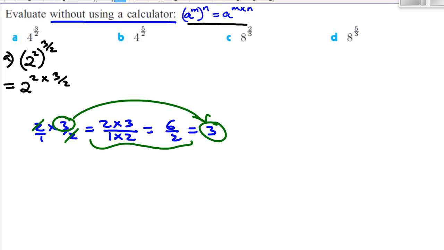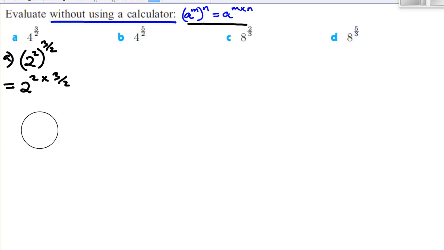So what I mean here is, we can just cancel this 2 and 2 on condition that there's a multiplication sign in between them. We can cancel them, so we'll end up with 2 to the power 3, because what's remaining there is only 3, and that will be our final answer.